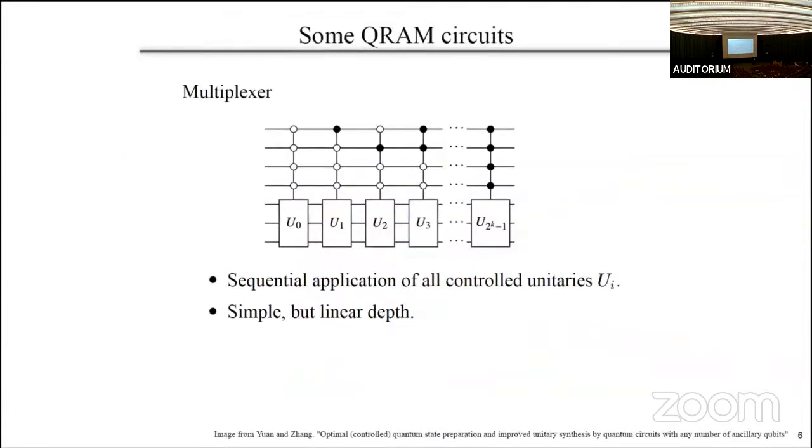There are many types of QRAM circuits. For example, one I'm showing here is a multiplexer, in which you try all the combinations sequentially, all the unitaries you need, until you load all your quantum data into your target. This one is very simple, but it has linear depth, so it's not something we would like.